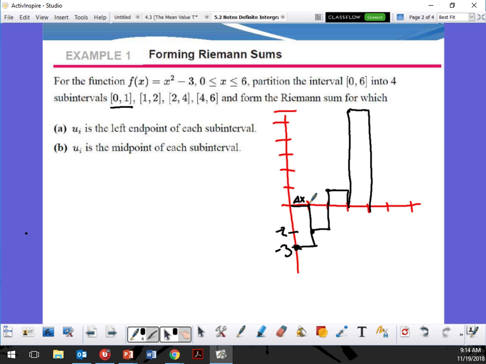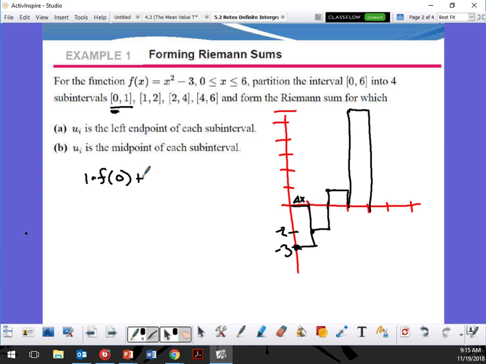So it's base, which is going to be 1, times my height, which is f of, what is my left endpoint? The left endpoint is at 0, right? Yeah, my value is -3. So it's f of 0. Does that make sense? Okay, that's good. So now the next one. It'd be plus, right? Because I'm adding the area of all of these.